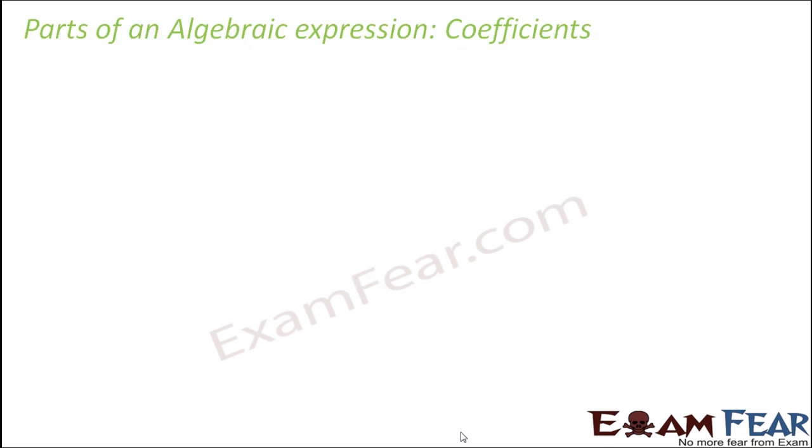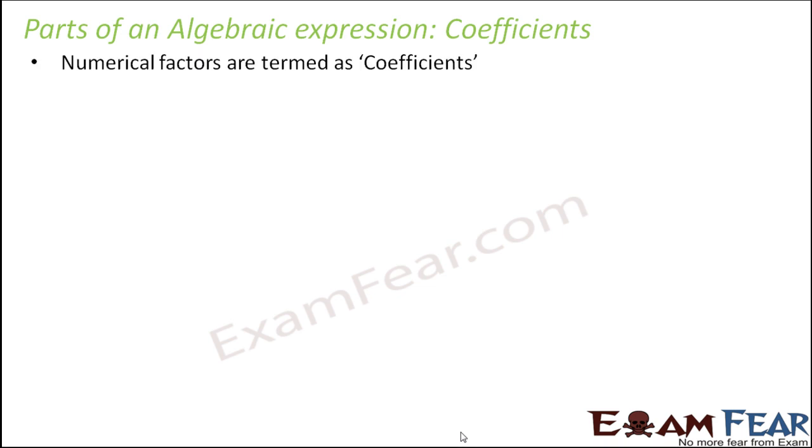So now that we have learned about terms and factors, let us now learn about coefficients. So what are coefficients? These are numerical factors. As I mentioned just now, you will have two types of factors. Some factors would be numbers, which are called numeric factors. Some factors would be algebraic factors. So coefficients are primarily a name given to the numerical factors.